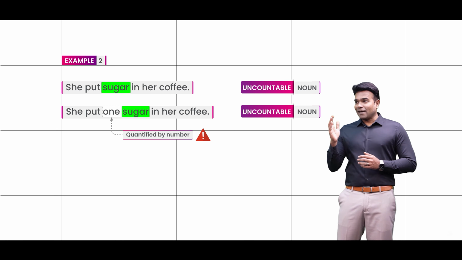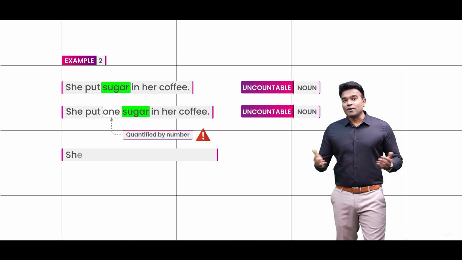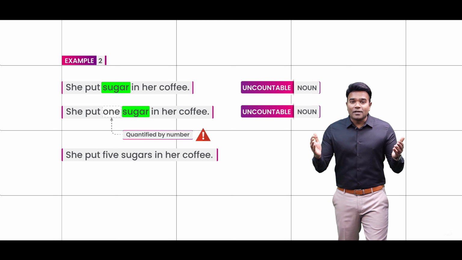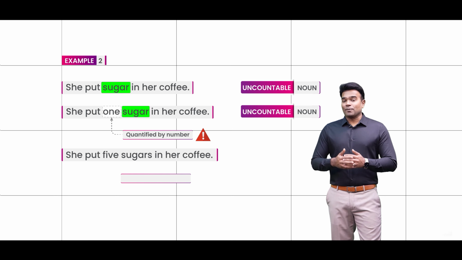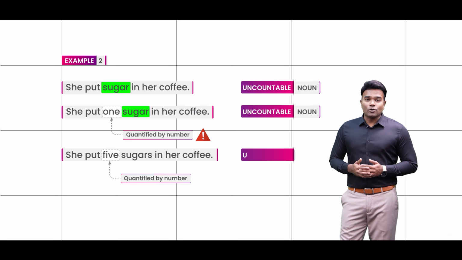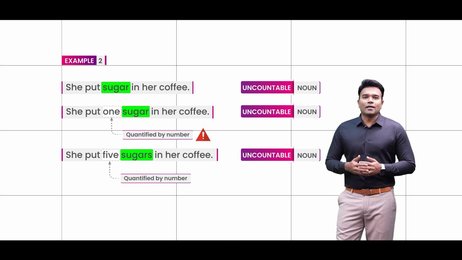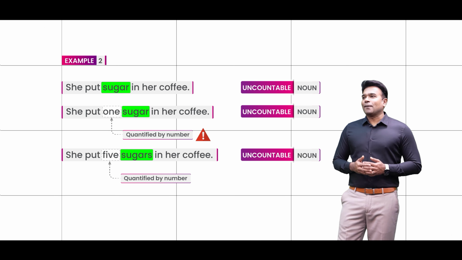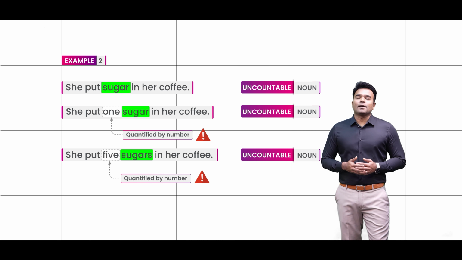Well, that way, have a look at this sentence. She put 5 sugars in her coffee. Obviously, here too we cannot use a number to quantify an uncountable noun. Sugars here is an uncountable noun, and hence both of these sentences are invalid.